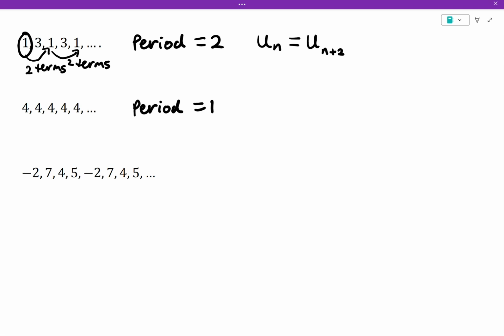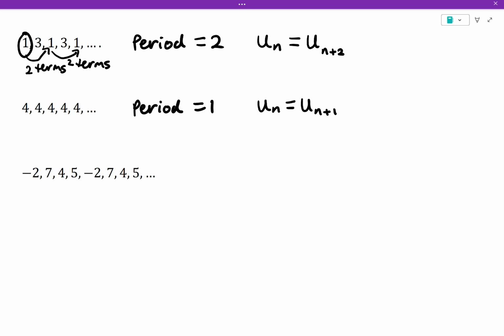In terms of our U notation, if you take any term in the sequence, U_n, it will be equal to the term immediately after that, so that would be U_(n+1). We would add 1 to our subscript to reflect the term position increasing by 1.